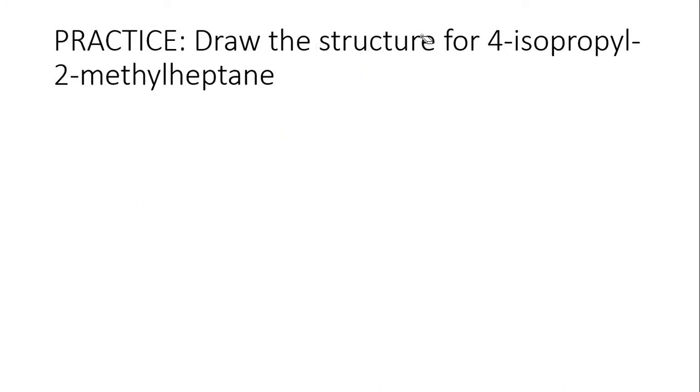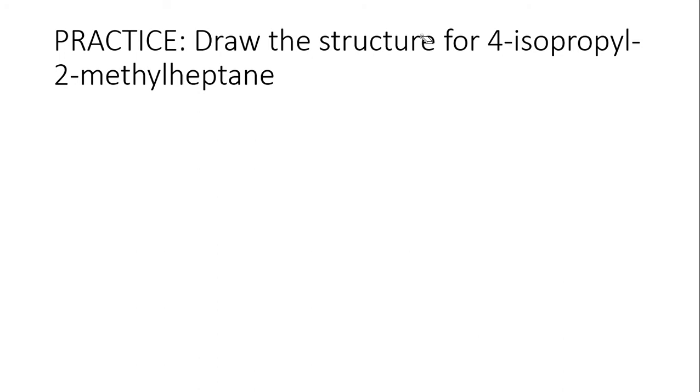Let's now go the opposite way. I'm going to give you the name of a compound, and you're going to draw the structure for it. What would be the structure for 4-isopropyl-2-methylheptane? Well, strategically, the way you want to do this is you want to deconstruct it in reverse. In other words, start from the parent name, in other words, the last name, and work your way towards the front of the molecule's name.